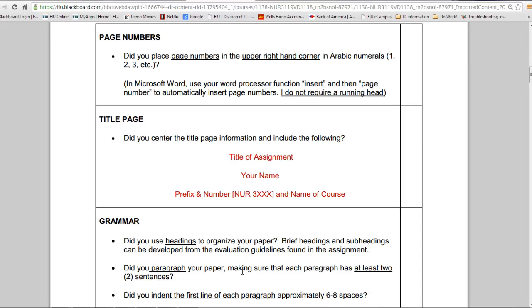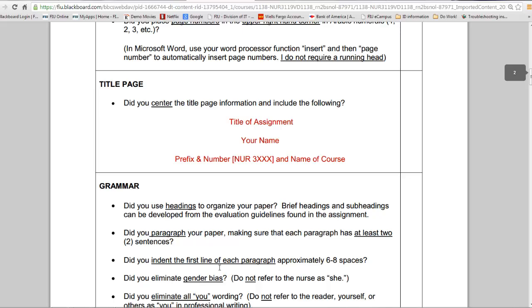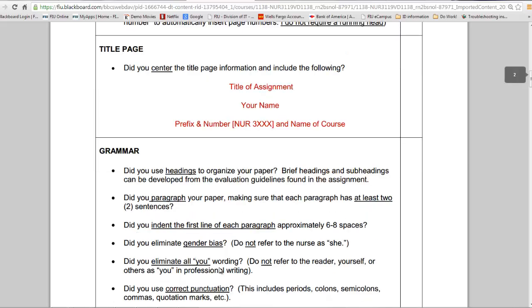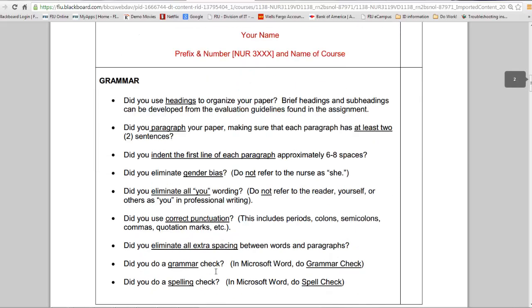Now, for the headings, they are used to organize your paper. There are different types of headings, and I would like you to review page 62 of the APA manual for more information about headings.